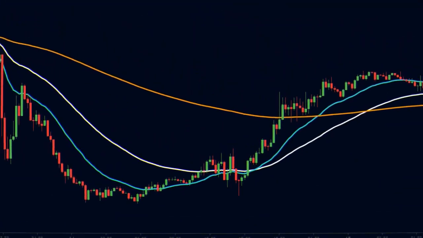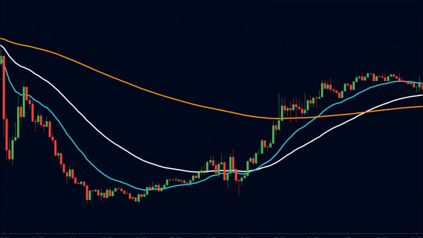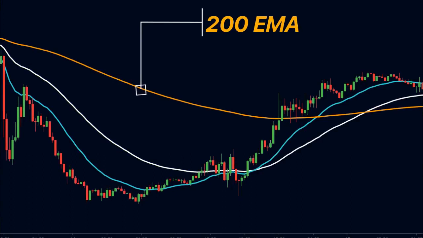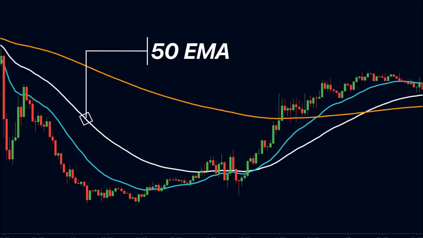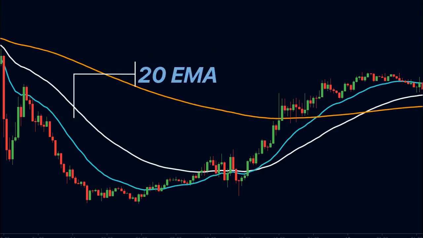Different moving averages will show different trends of the market. For instance, a 200-period moving average will show us the long-term trend of the market. A 50-period moving average will show us the medium-term trend of the market. And a 20-period moving average will show us the short-term trend of the market.